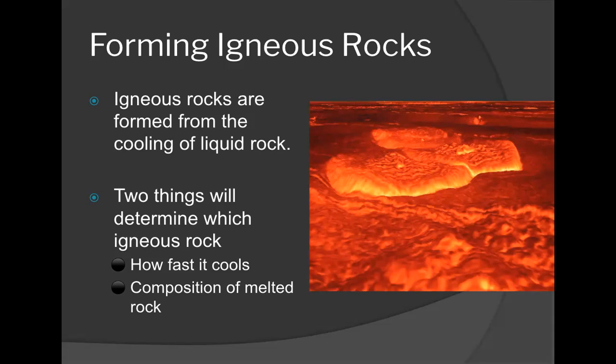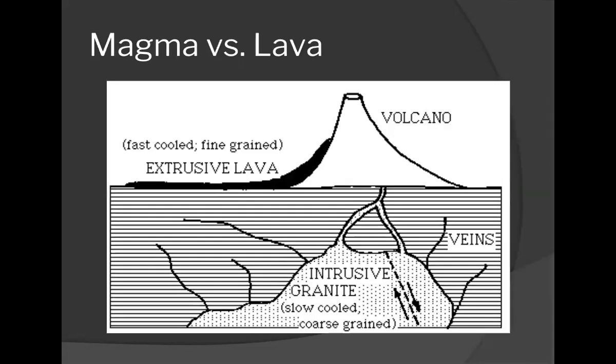So two things that will determine which igneous rock: how fast it cools and the composition of the actual melted rock. So composition, I'm talking about what it's made up of. Okay? The next thing we need to understand is the difference between magma and lava. So if you see, it says extrusive lava. So lava is what actually comes out of the volcano, whereas magma is found inside. So once that magma starts coming out, that's when it would become lava.